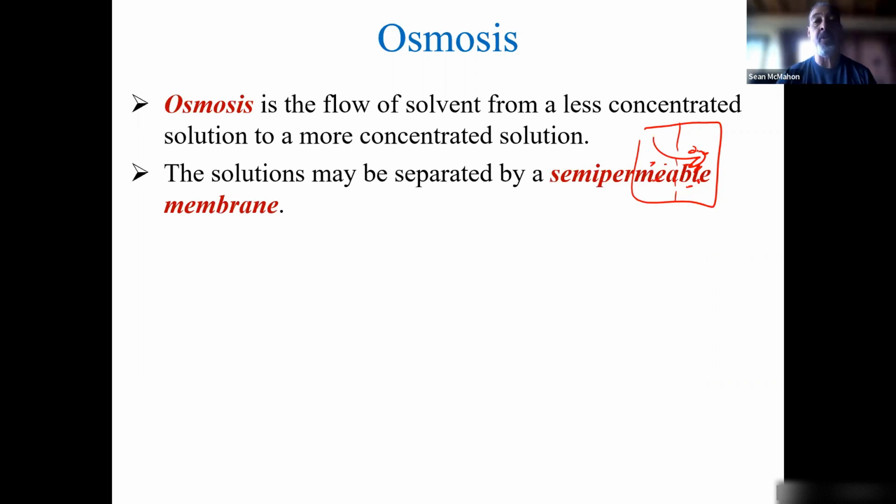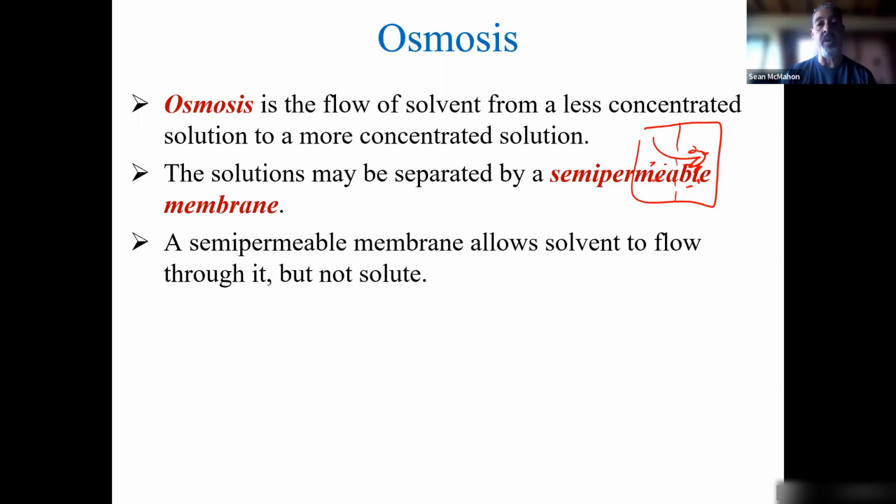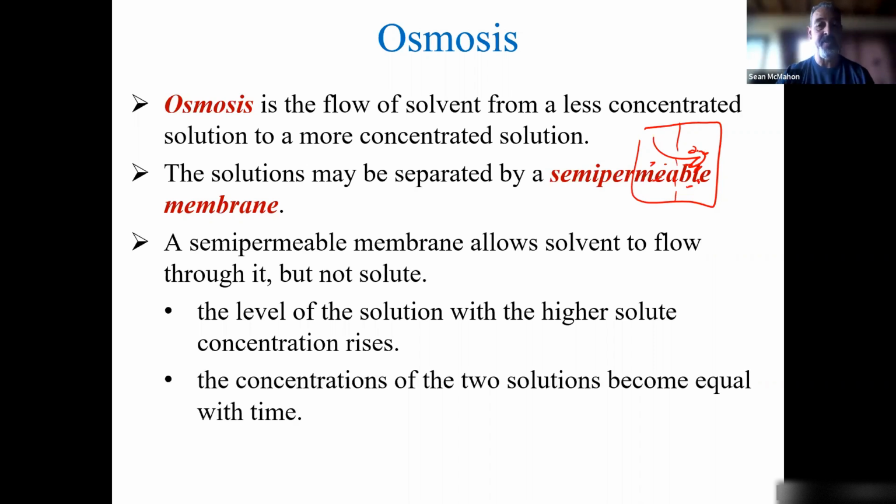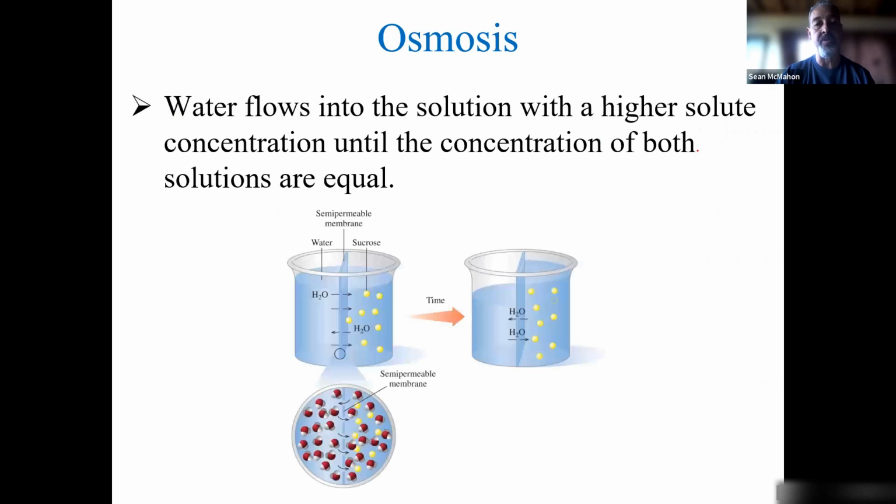But you need a semi-permeable membrane. Okay, so a semi-permeable membrane has very small pores, and that's going to allow the water to flow. The level of the solution with the higher solute concentration as a result rises because as the water flows to help dissolve it, the solution itself is going to rise. The concentration of the two solutions on both sides will end up becoming equal over time if there's enough room for the water to rise.